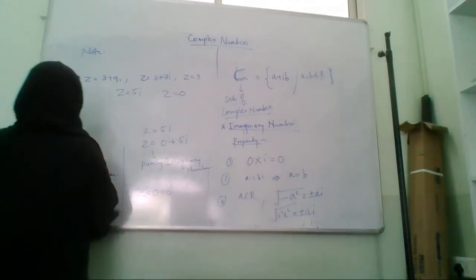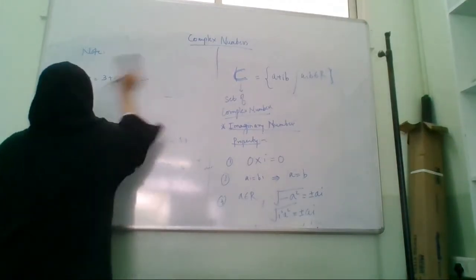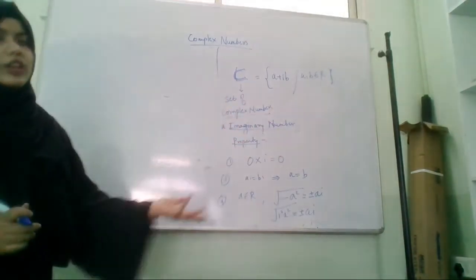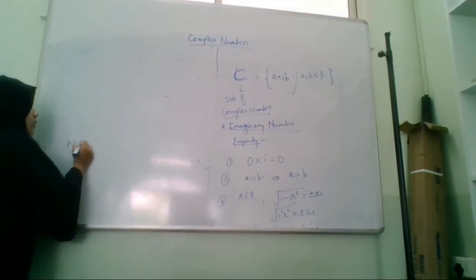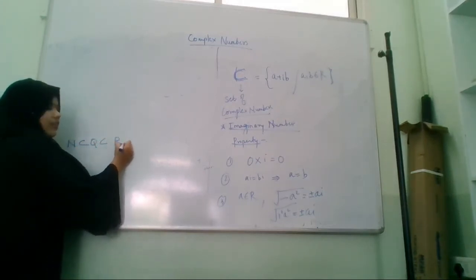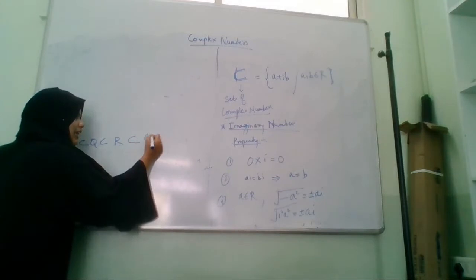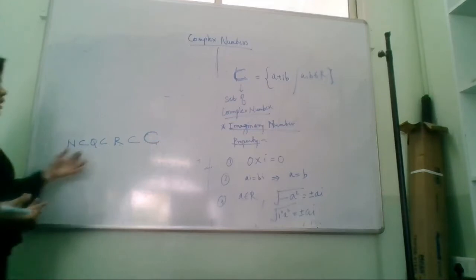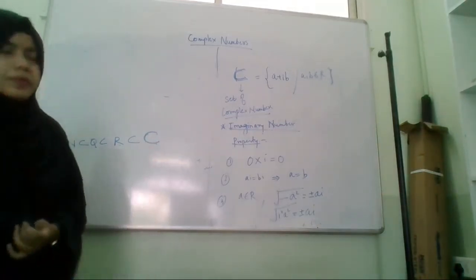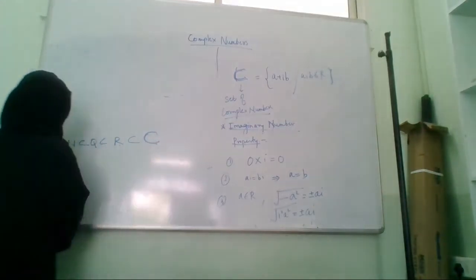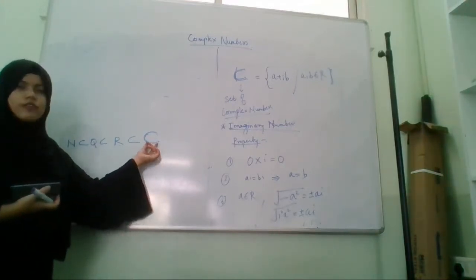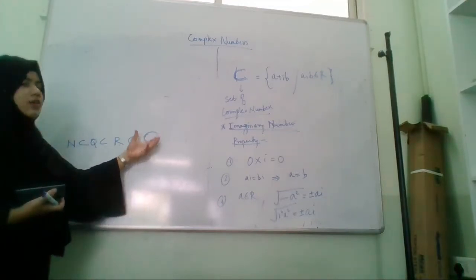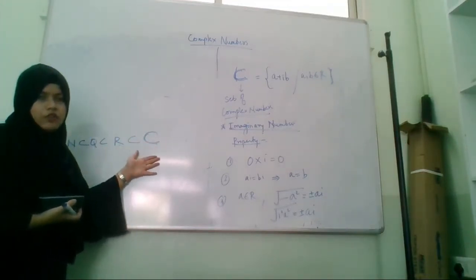One more thing I wanted to tell you: all the sets like natural numbers and rational numbers are subsets of the real numbers, contained in the real numbers. So the real number set is contained in the complex numbers. So we have one more bigger set of numbers, that is the complex numbers. That means, till now, the set of complex numbers is the biggest set of numbers among all these sets of numbers.